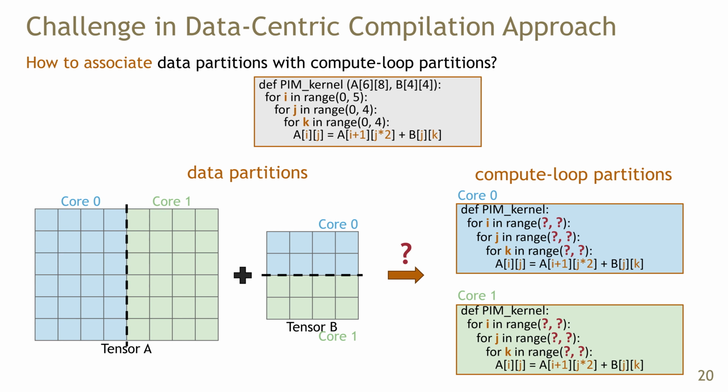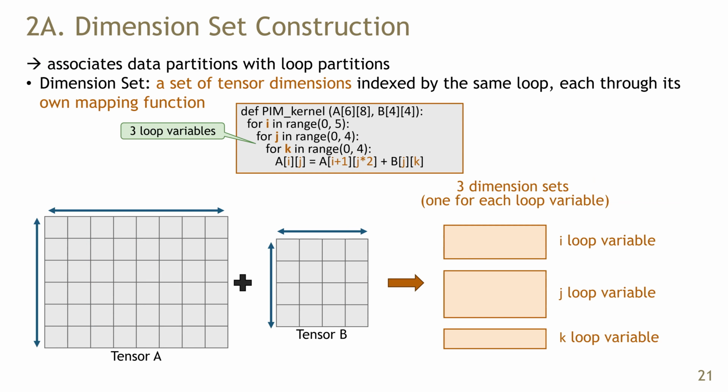The first challenge we need to solve is how to associate data partition with the compute loop partition. In other words, if we have a partition of the tensor dimensions, how should we map them to the compute loop partition? DCC uses dimension set to solve this problem. Each dimension set includes mapping functions that associate tensor dimensions with the loop variable.